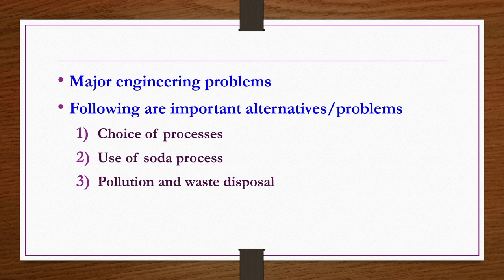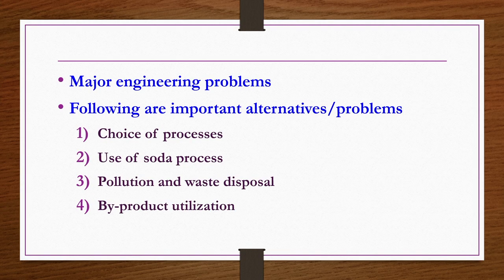Then pollution and waste disposal. In the pulp and paper industry, a large amount of water is used and a large amount of liquor is also produced. Even after recovering chemicals, sometimes you have to dispose of such large amounts of liquor, so how to dispose of it is also a concern, and one has to pay attention to that. Then byproduct utilization. It is possible to recover some byproducts like resins, or to get value-added chemicals from the lignin. Such possibilities are there. So we are going to discuss all of them now.